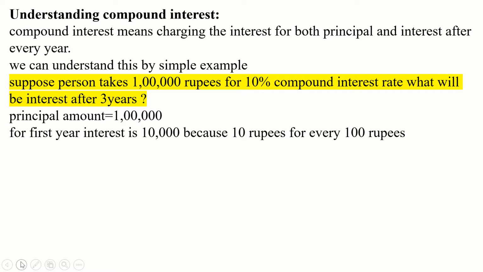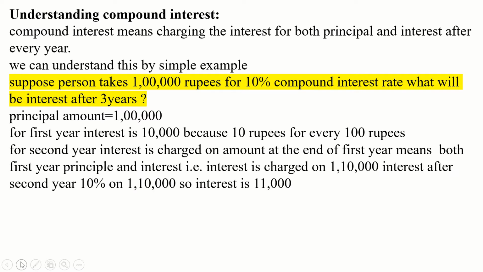Next time we will calculate interest not on 1 lakh, but on 1 lakh 10,000. In simple interest we calculate the interest on 1 lakh. In compound interest we have to calculate on 1 lakh 10,000. So 10% of 1 lakh 10,000 will be 11,000.